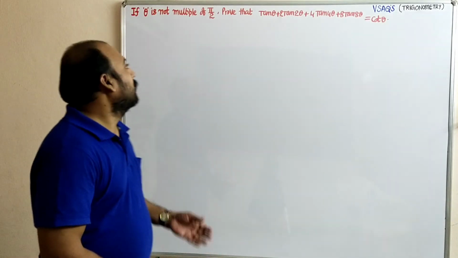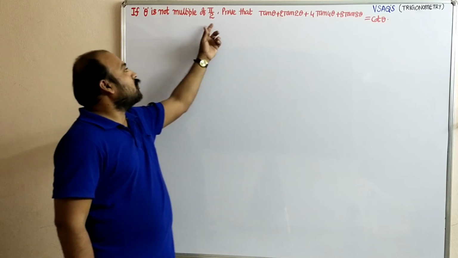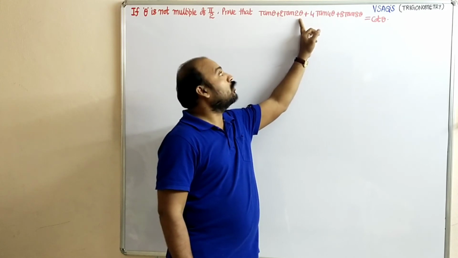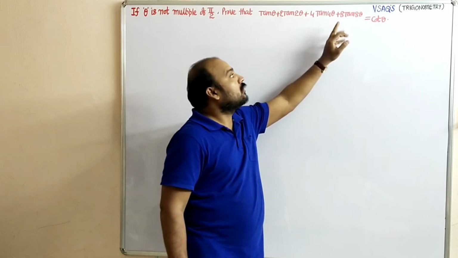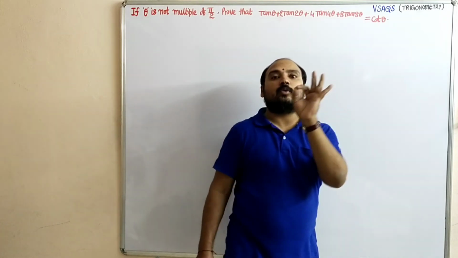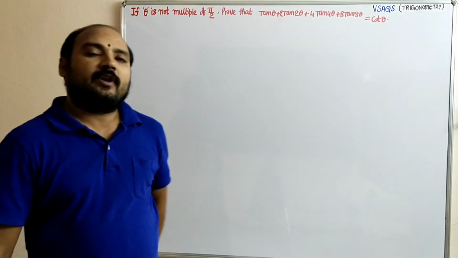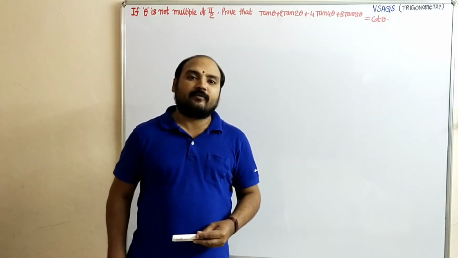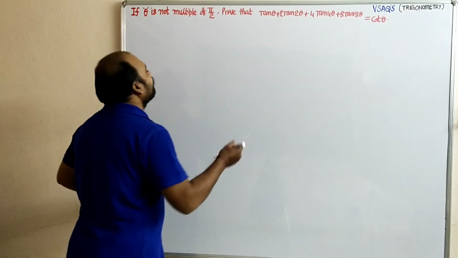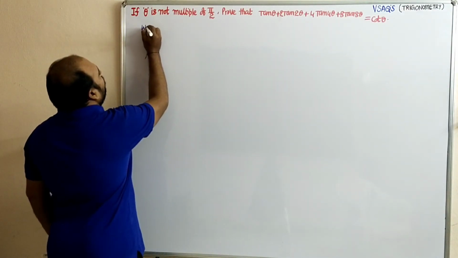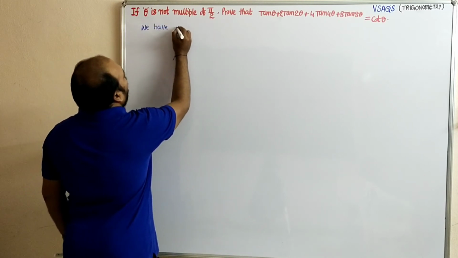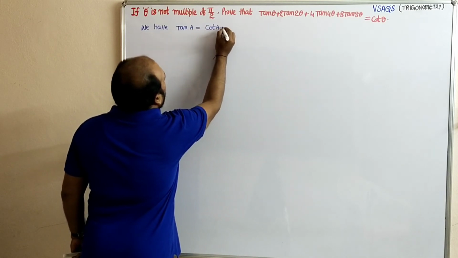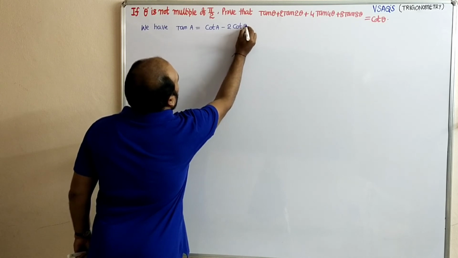The next question. If theta is not a multiple of pi by 2, prove that tan theta plus 2 times tan 2 theta plus 4 times tan 4 theta plus 8 times tan 8 theta equal to cot theta. In our trigonometry, a number of standard results are there. One of the standard results we have is tan A equal to cot A minus 2 into cot 2A.